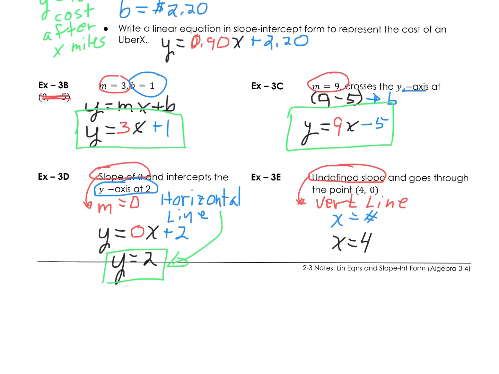So this is something you're going to need to study, because you're going to forget. You can't use the slope-intercept form to write the equation of a vertical line. You have to know that that vertical line goes through the x-axis at 4, so it's x equals 4.